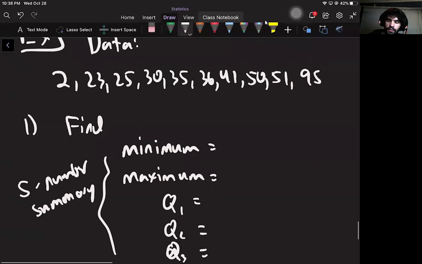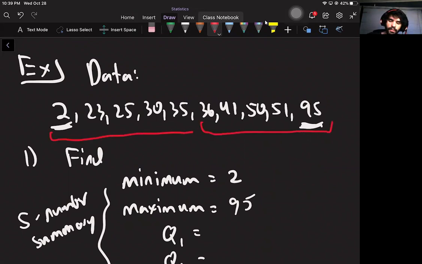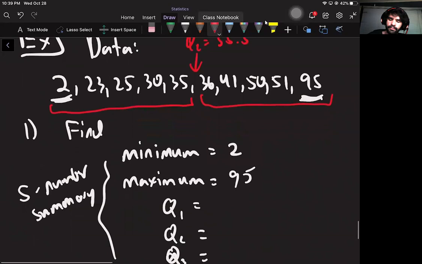So what's the minimum? 2, because it's the smallest number, and I've already ordered it for you. The biggest number is 95. Okay, quartiles. So find the second quartile first by counting. So let's see, 1, 2, 3, 4, 5, 6, 7, 8, 9, 10 pieces of data. So the median, or Q2, is going to be halfway between 35 and 36, which is 35.5.